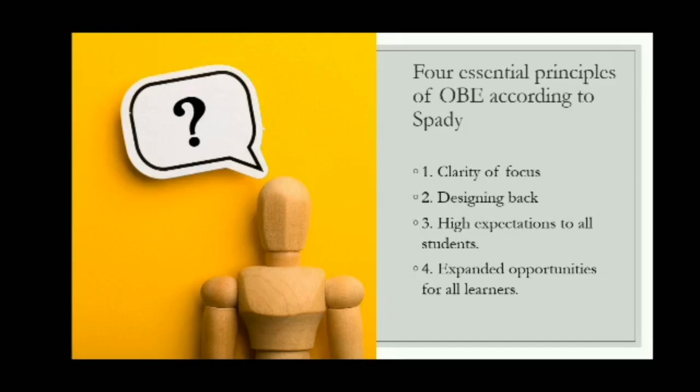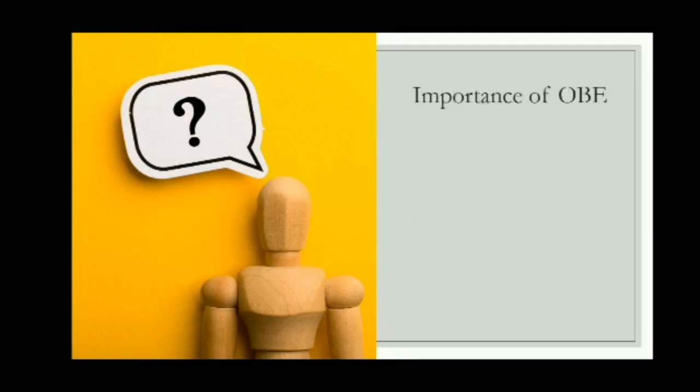High expectations to all students. This doesn't mean to provide high standards, but to actually set high expectation is to believe that the students will learn. Okay? And therefore you can have the expanded opportunities, meaning through outcomes the opportunities will widen because schools are improved. Meaning there will be more opportunities for the upcoming learners in the future. Okay, so those are the four essential principles of OBE.